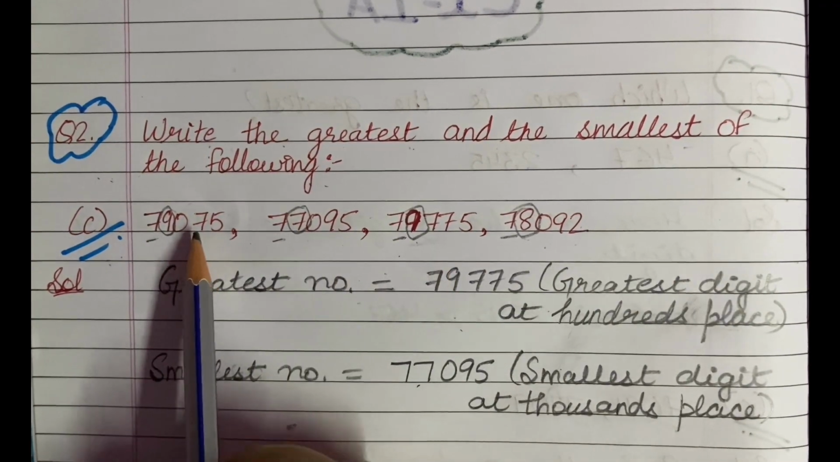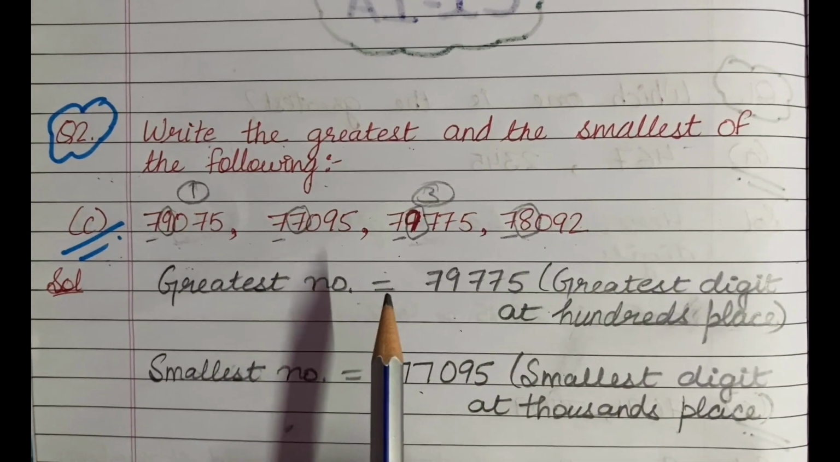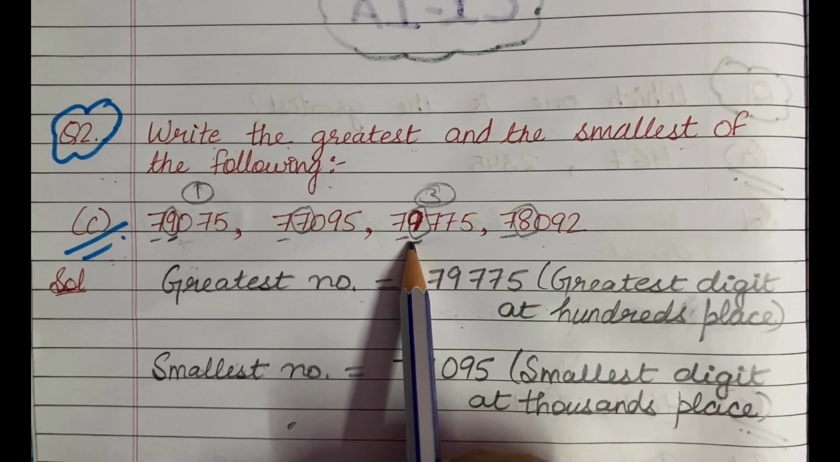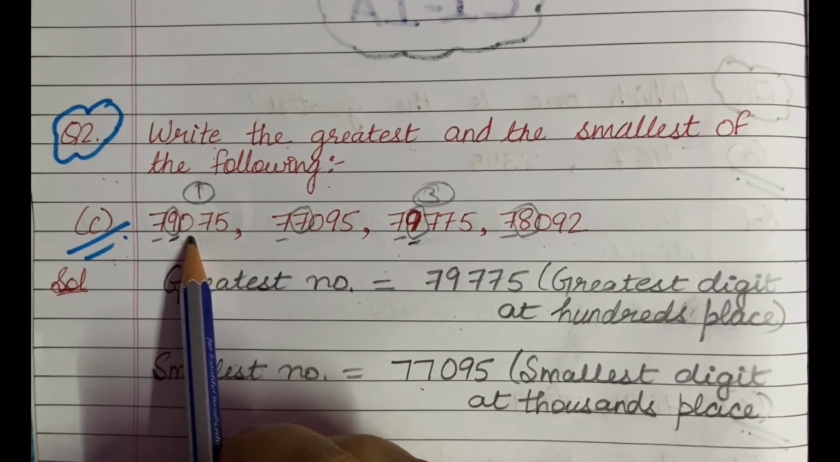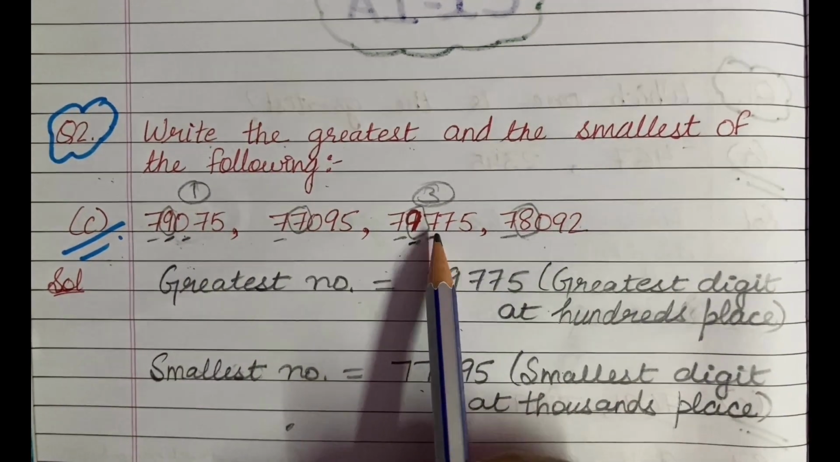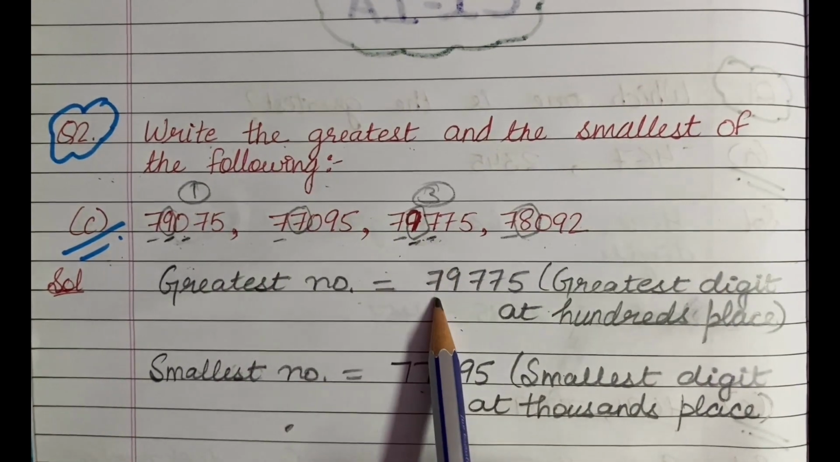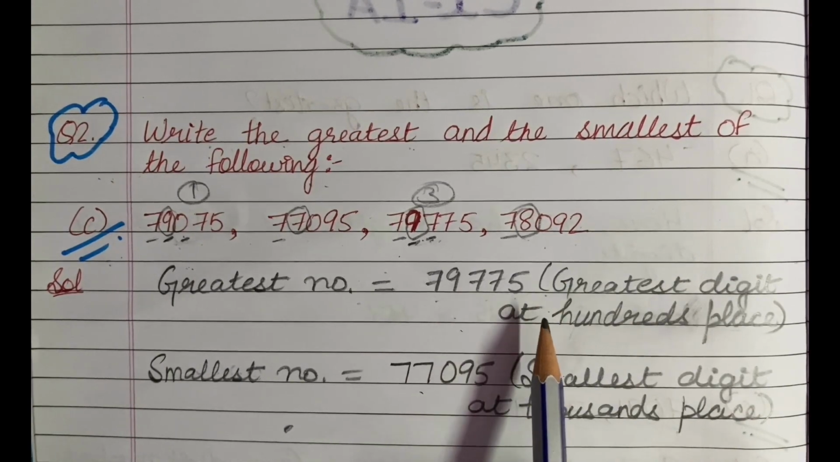So this means the greatest number will be out of the first number and the third number. Here we have 9 and here we have 9, so we will compare the next digit, that is the digit at the hundreds place. In the first number we have 0 and in the third number we have 7, and you know that 7 is greater than 0. So this means 79,775 is the greatest number.